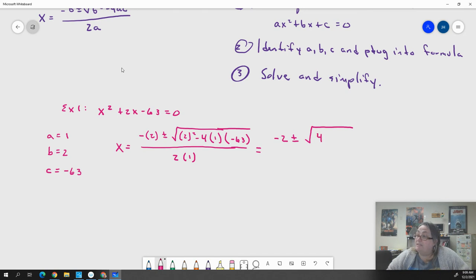-4 times 1 is -4 times -63 is plus 252. Right? And I'm going to write this all over 2 times 1, which is just 2. So if I rewrite this, it's -2 plus or minus the square root of 256 over 2.